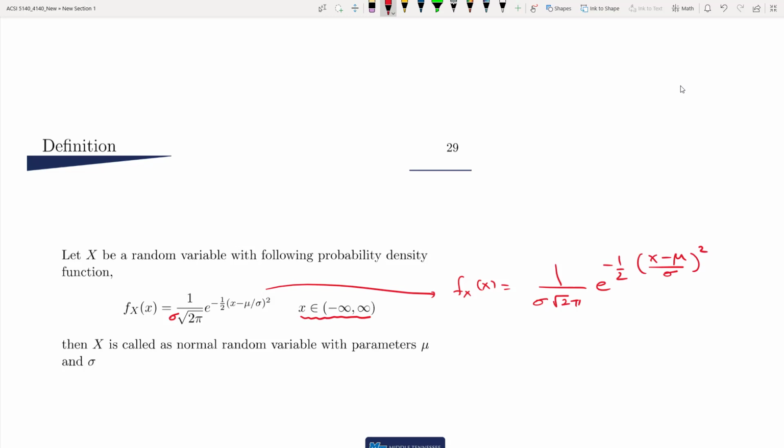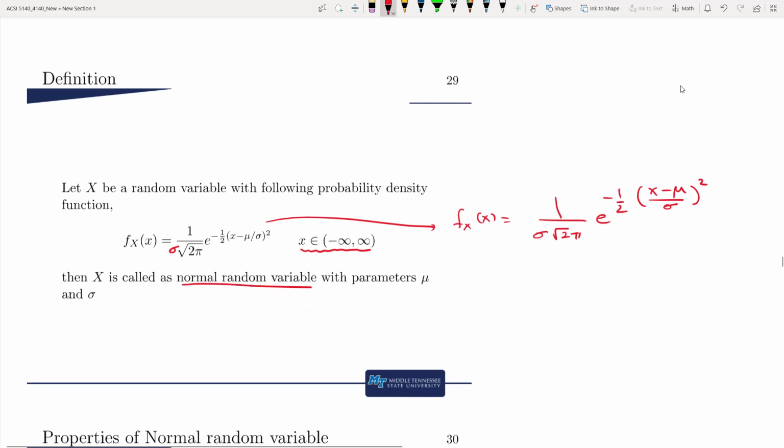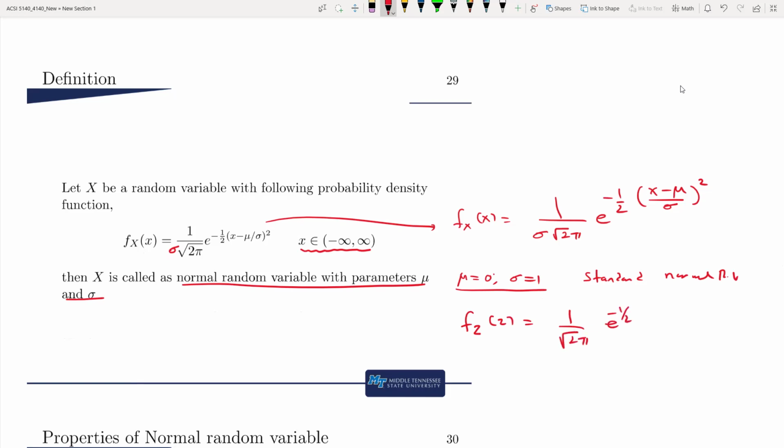By the way, you can make this standardized. So this is just a normal random variable with parameters mu and sigma. By setting mu equal to 0 and sigma equal to 1, you get the standard normal random variable. For that one, we use the notation Z. So this is going to be 1 over square root 2 pi e to the power negative 1/2 times x squared, because sigma is 1 and mu is 0. That is the density function of the standardized normal random variable.